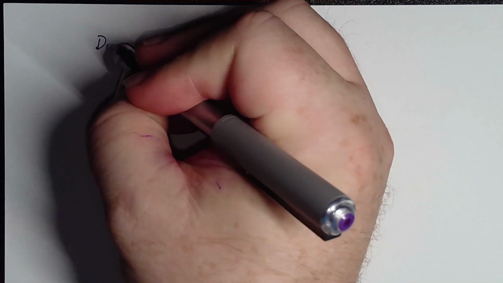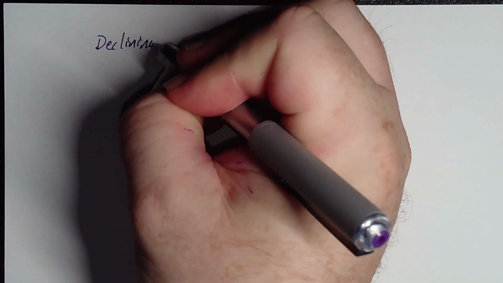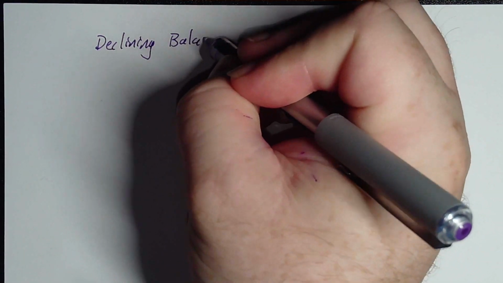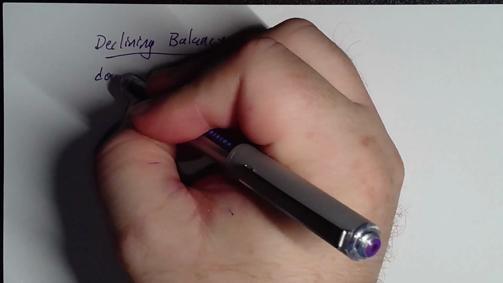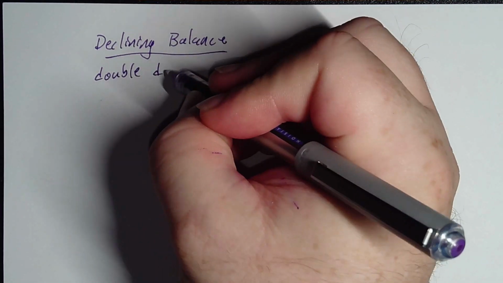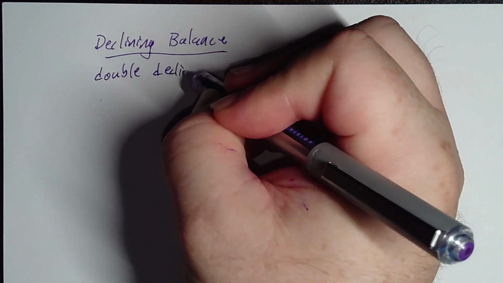Let's take a look at the last one, and that is going to be double declining or declining balance. Now, there's all different types of declining balance. This is one where, remember, the declining balance is where we front load the expense. Most of the time we talk about double declining, meaning it will go twice the rate of the straight line.